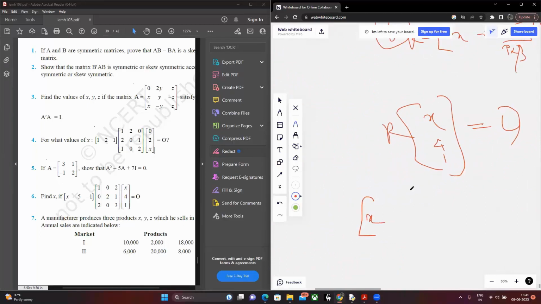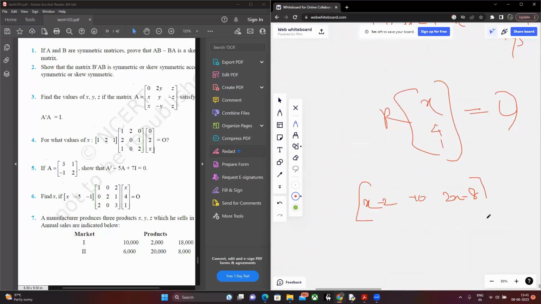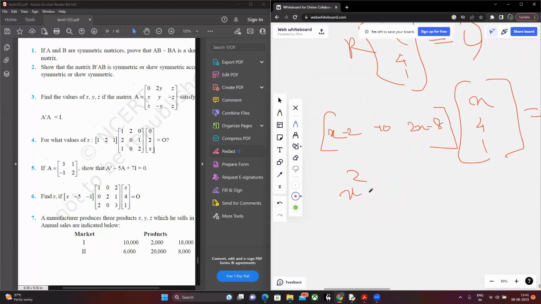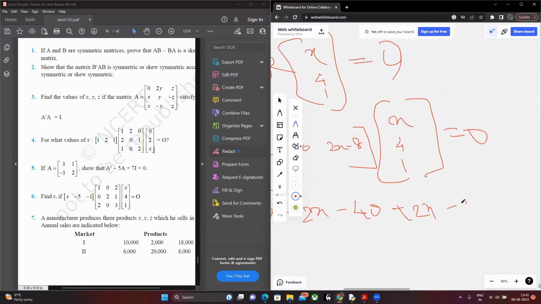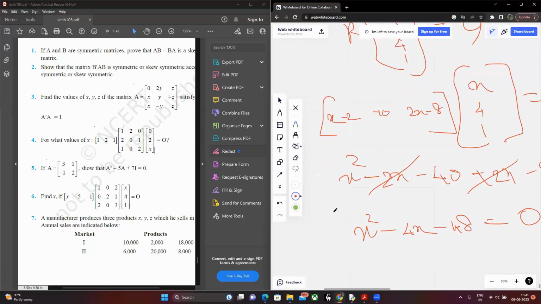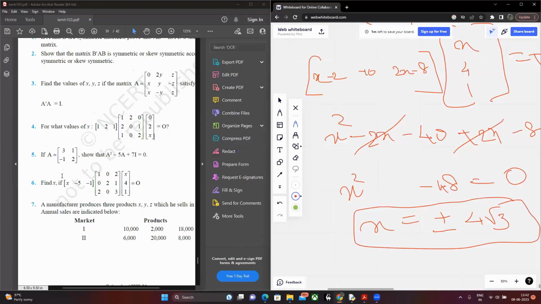So this is what, x minus 2 minus 10, 2x minus 8, whole into x, 4, 1, minus 0, right? Therefore, x square minus 2x minus 40 plus 2x minus 8 is going to be equal to 0. X square minus 4x minus 48 is going to be equal to 0. So basically, you don't have an x term. Just x square minus 48 is 0, or x is equal to plus minus, because 48 is basically 16 into 3. Root of that is 4 into root 3. These are the two values of x for which this matrix equation works.